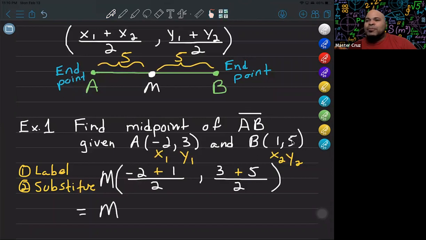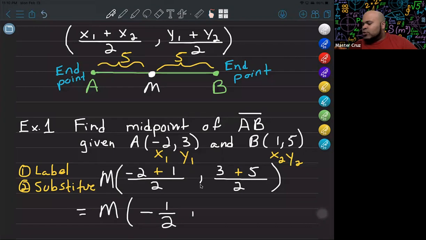Please make sure you put the M in the front so that we know it's the midpoint. It's going to be this simplified. -2 plus 1: same sign, add; different signs, subtract and get the sign of the higher number. Then you'll be exact, y'all. That's going to be -1/2, right? Because -2 plus 1 is just -1, and then it's over 2. So I just put the negative in front.